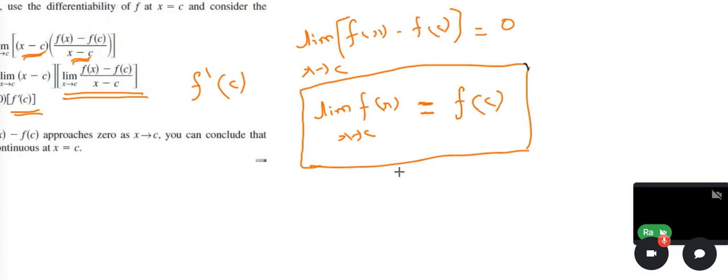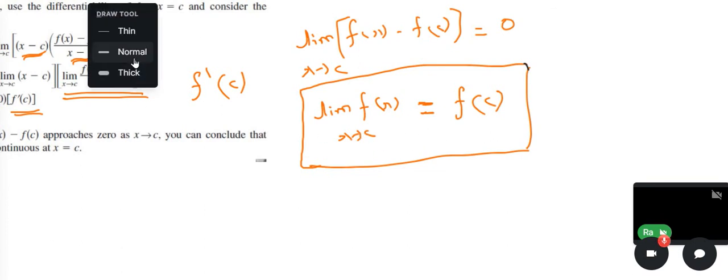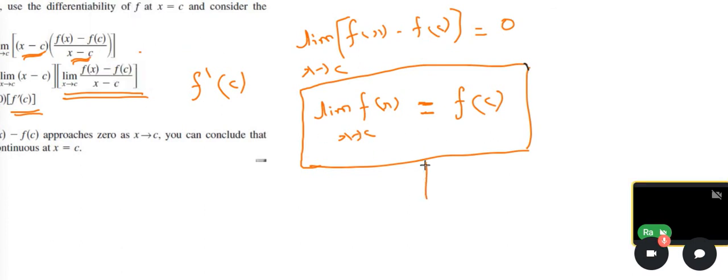Okay, now can you tell, this is a formula for which concept? It's basically nothing but continuity. This is what you use for continuity: the limit of f of x as x approaches c, if it is exactly equal to f of c, then we say that the function is continuous.